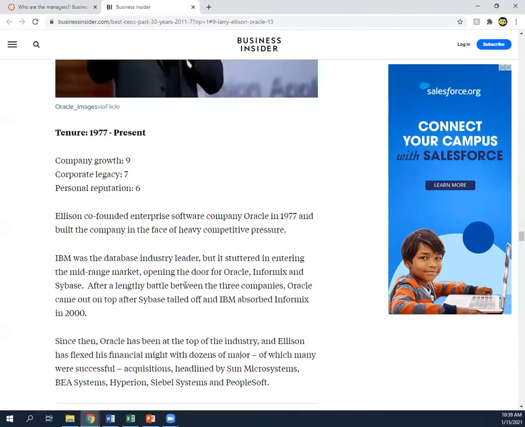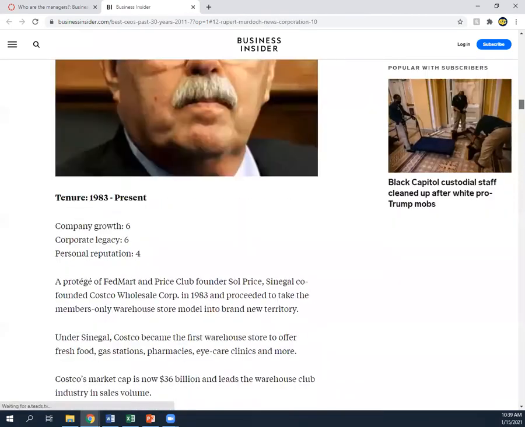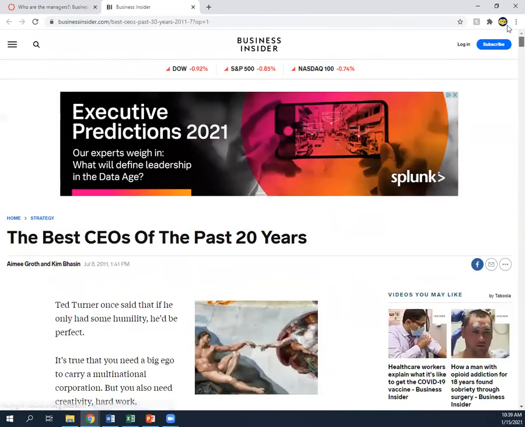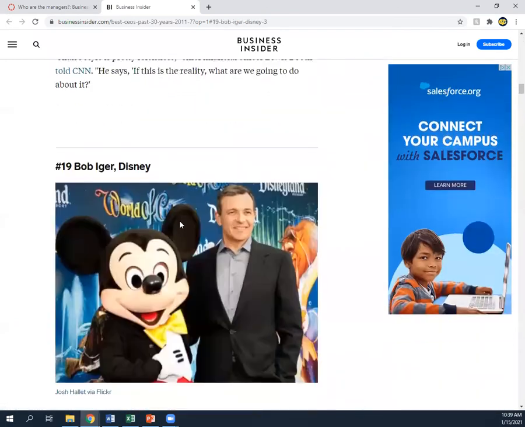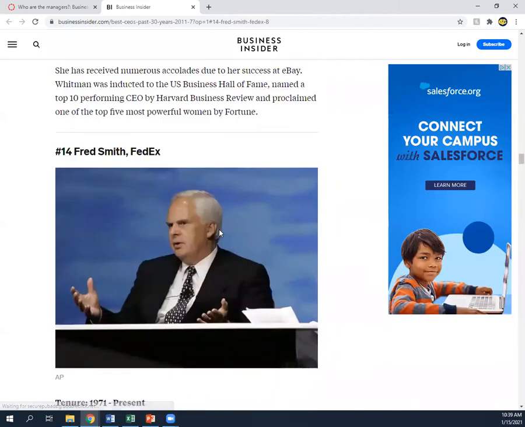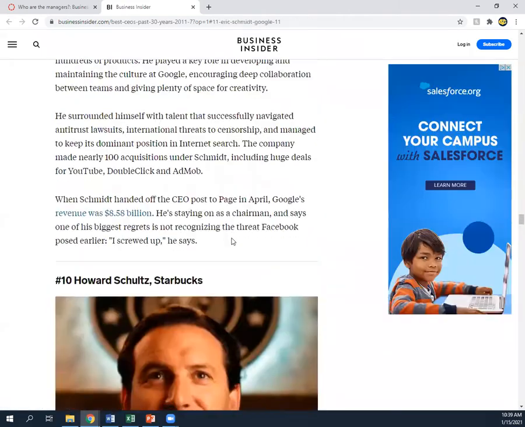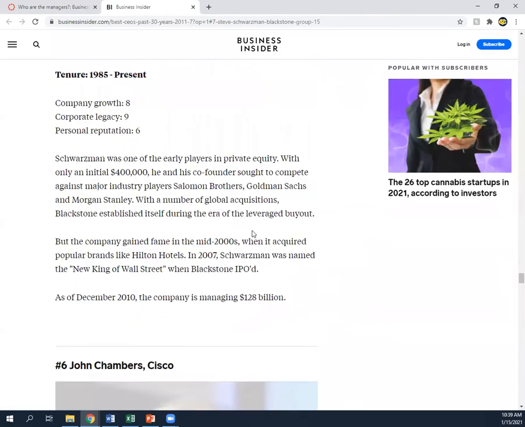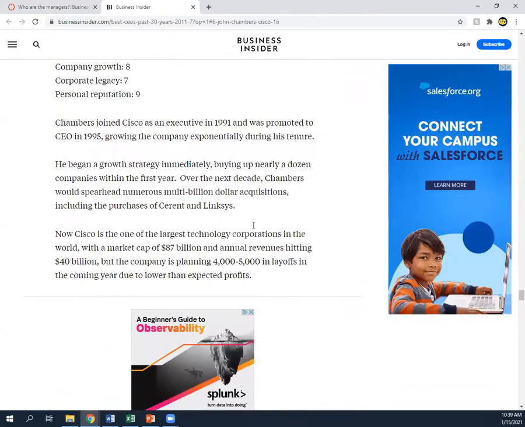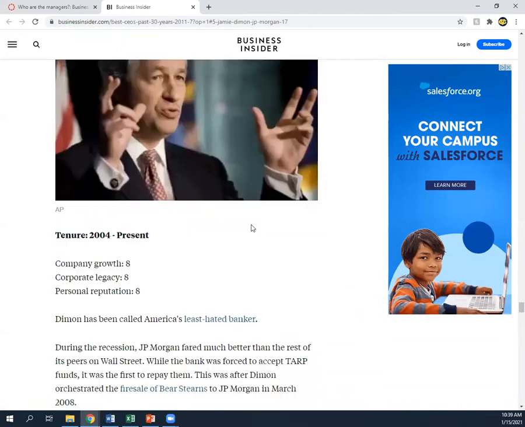When was this article written? What is this? The best CEOs of the past 20 years. Yeah, I don't know about that. Oh, this is from 2011. Yeah, so that would have been before he had to go to trial. So that's kind of interesting. Just had to throw that out there. Yeah, this is a little dated. Sorry, guys. I thought this would be a little bit better.